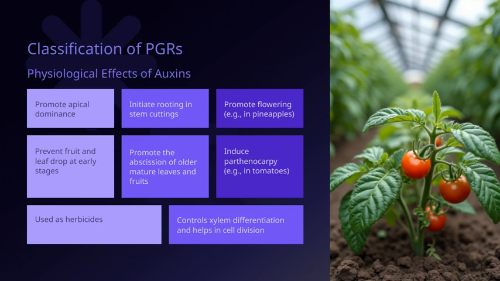They're part of a broader classification of plant growth regulators, or PGRs, which include other hormones with different functions. Understanding these roles is key to effectively managing plant growth and productivity in various agricultural and horticultural contexts.